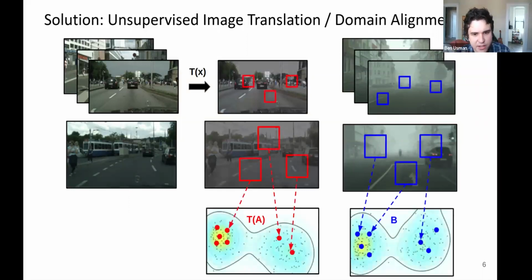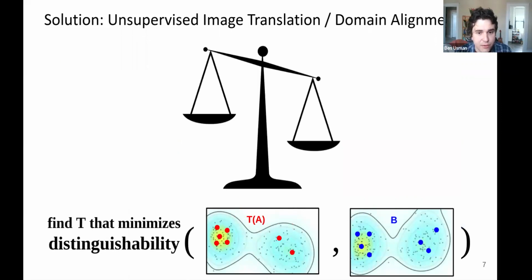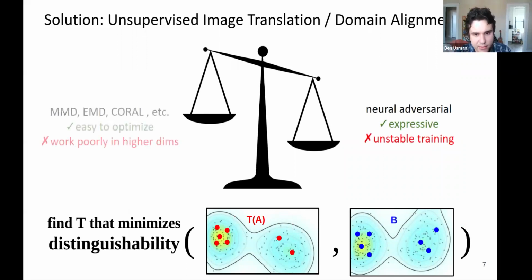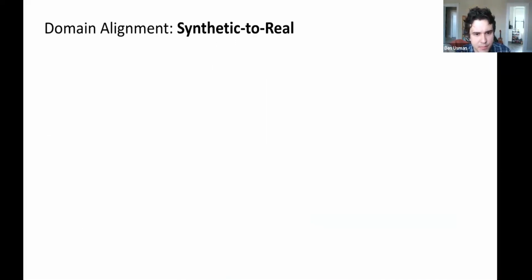For example, we might extract some patches from images from these two domains and minimize some notion of distinguishability between distributions of these patches. Unfortunately, though, most practically useful and expressive ways of defining this distinguishability use neural networks, and as a result, result in unstable training. And the ones that do not use neural networks are not as useful in higher dimensions, as it turns out. So the first topic that I wanted to discuss today is how we can get stable distribution alignment that at the same time makes use of the expressive power and generalizability of modern neural networks in higher dimensions.